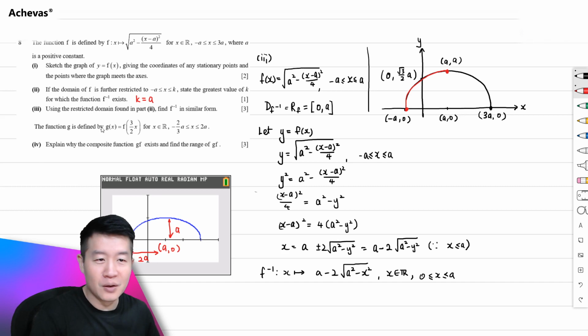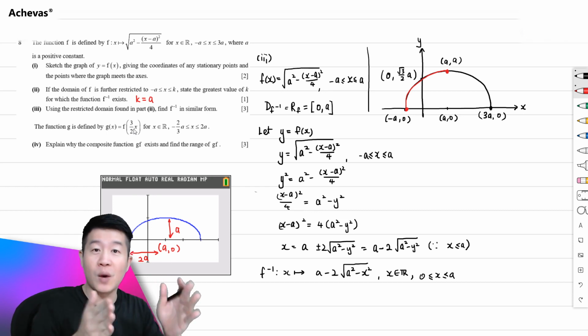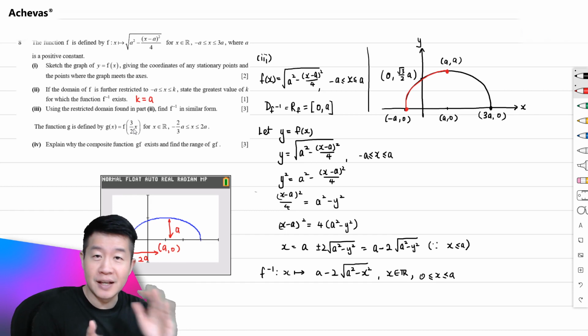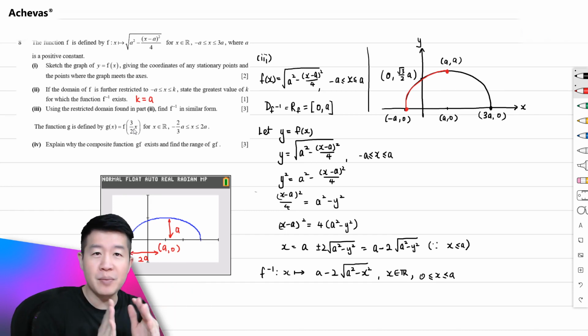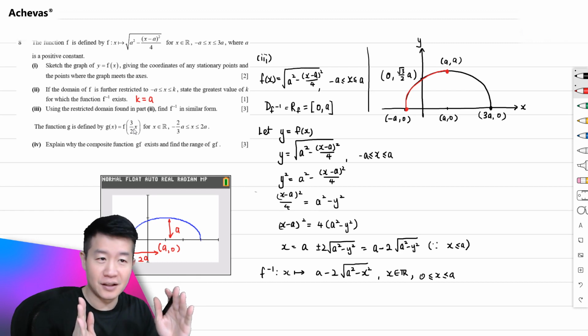Okay, anyway, we are looking at g. So g is the transformed version of f, and the transformation is replacing x by 3 over 2 x. So it's going to be a scaling by a factor of 1 over 3 over 2, so it is scaling by a factor of 2 over 3, parallel to the x-axis.